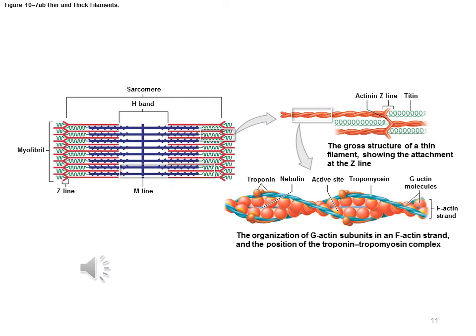And then finally, we get to troponin. Notice troponin is sitting on top of the tropomyosin. This is really important because it is going to bind tropomyosin, G-actin, and calcium ions. When calcium binds to troponin, it's going to activate it. It's going to cause that protein to move the tropomyosin to expose the active sites on the G-actin to myosin.